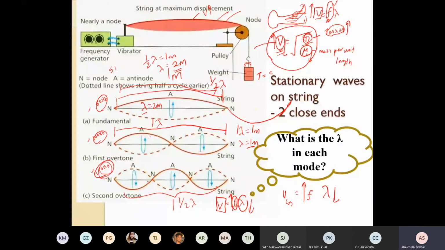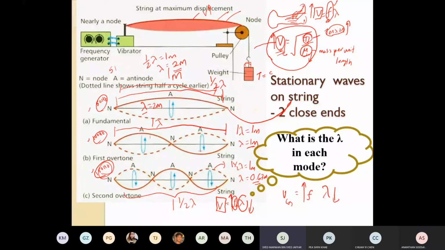So for the third one, can you find the wavelength? Third appearance, 3 loops. So 1.5 lambda is the same as the length of the string, which is 1 meter. So lambda will be 1 divided by 1.5, which gives about 0.67 meter. That's your wavelength, even shorter. So when you raise the frequency, the wavelength gets shorter, and you get more loops. Any questions so far?